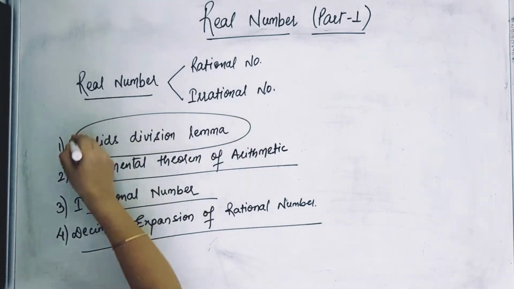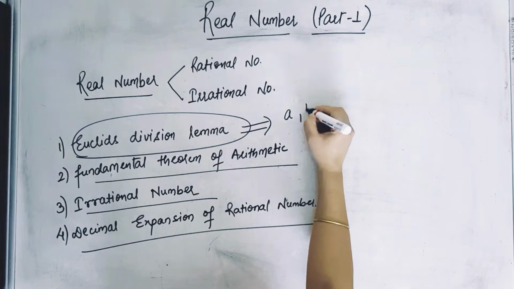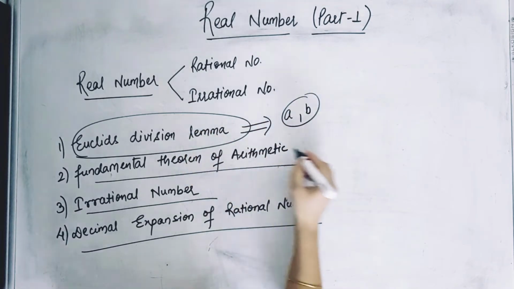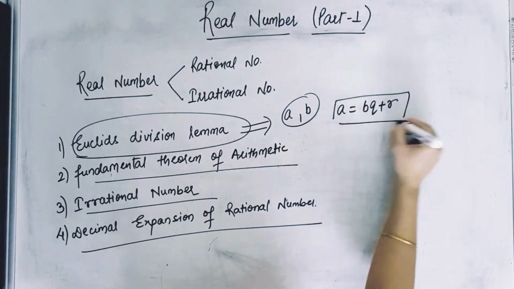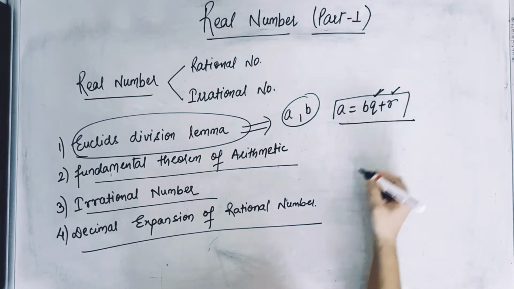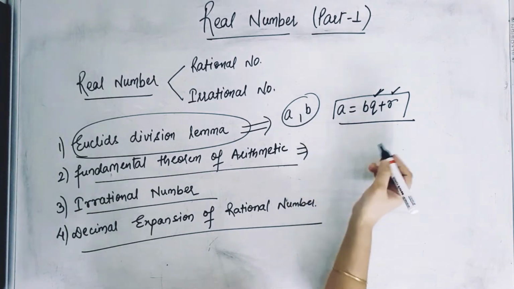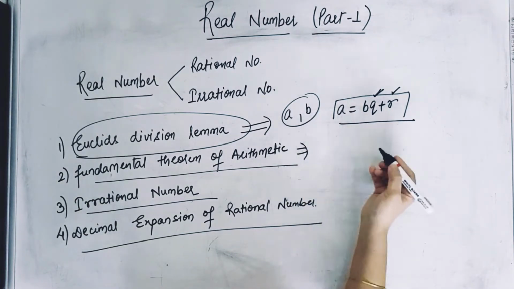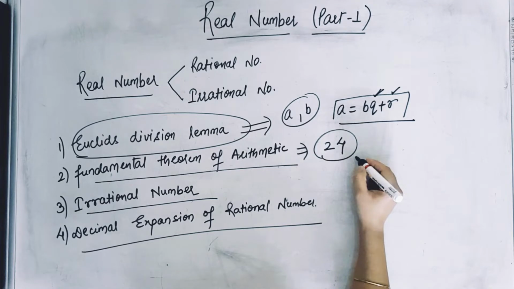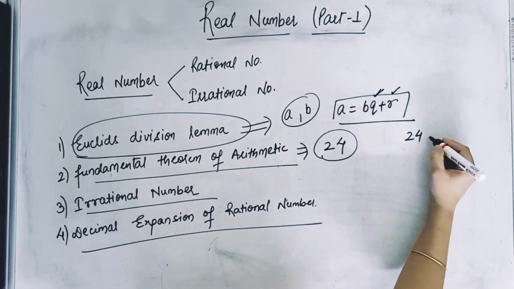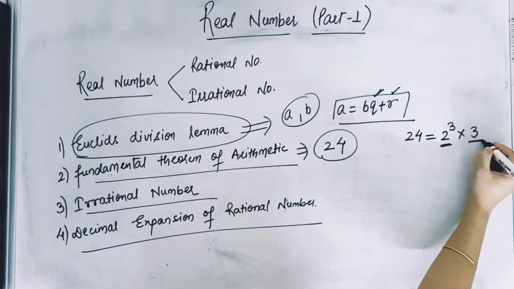Now see, what is basically Euclid's division lemma? If you are provided with two positive integers, let's suppose a and b, then according to Euclid's division lemma we can write a equals bq plus r, where q is the quotient and r is the remainder. Similarly, what is the fundamental theorem of arithmetic? It states every composite number can be expressed as the product of prime numbers. For example, if I am provided with 24, it can be expressed as the product of prime numbers. So this 2 and 3, they are prime numbers.